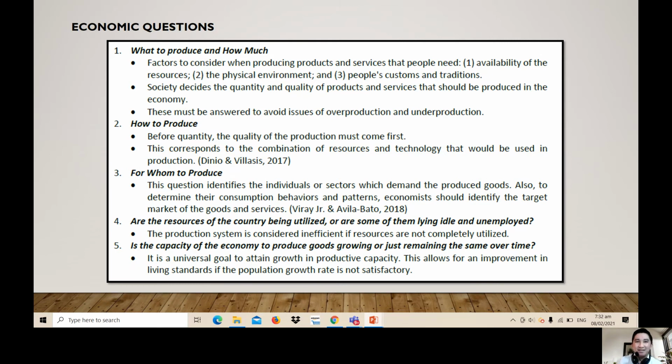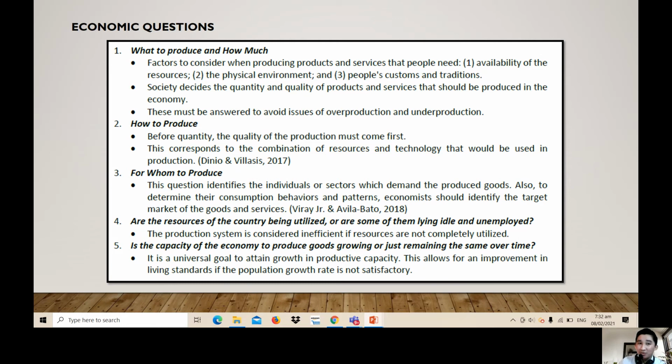Okay? So these factors are considered when producing products or services that the people need. Available ba ang resources if ever? May lugar ba tayo for the location for the business and people, customs and traditions? Kailangan i-consider yan. Kasi kapag hindi mo kinonsider ang customs and tradition, malamang hindi yan ipapatronize sa mga consumers. Okay? Society decides the quantity and the quality of products and services that should be produced in the economy.